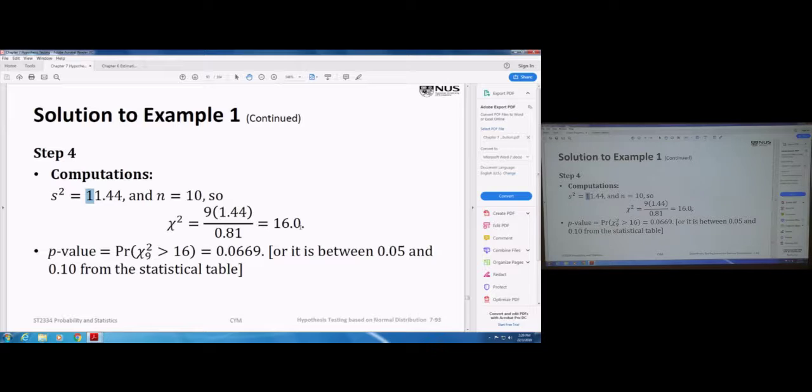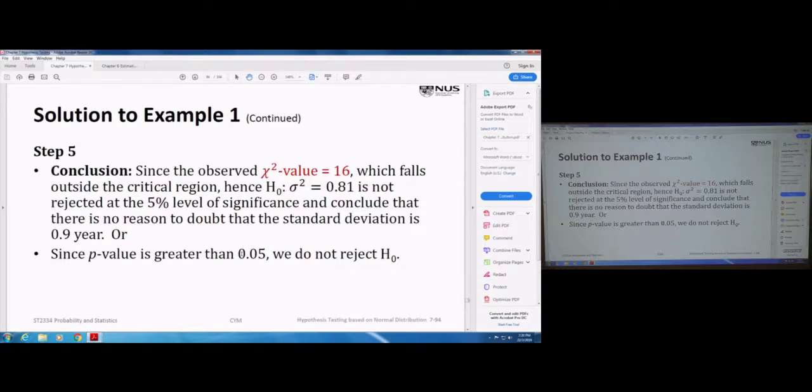Which is 16. You can also look at the p-value, which is the probability that your statistic exceeds the value 16, which from the tables is roughly 0.07. Now, in this situation, the observed chi-square value is 16, and it lies outside the critical region, so we don't reject the null hypothesis. We have no reason to doubt that a standard deviation of 0.9 seems reasonable based upon this experimental data. The p-value confirms it, because our p-value is around 0.07 and our level of significance is 0.05. So we don't reject.